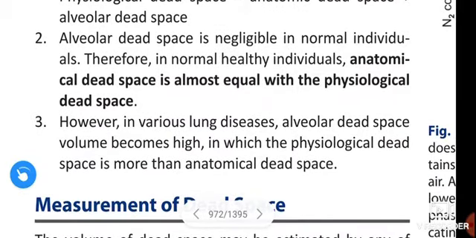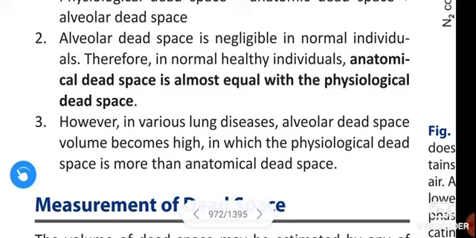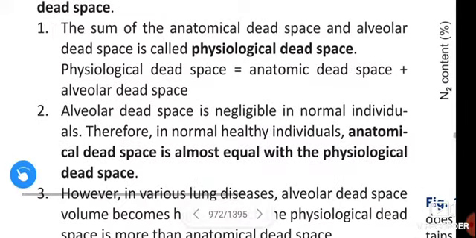However, in various lung diseases, alveolar dead space volume becomes high, in which case the physiological dead space is more than the anatomical dead space. Okay guys, this is about the dead space.